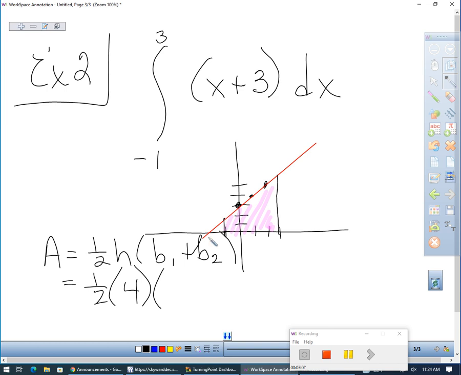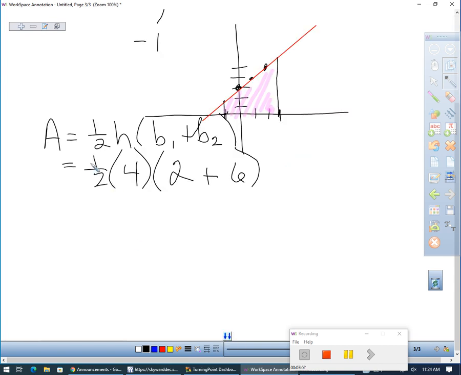Base 1 is the distance from here to our line. Now the easiest way to do that is to evaluate it. If I take -1 and plug it into my function, -1 plus 3 is 2. Same thing here. If I take my 3 and plug it into my function, 3 plus 3 is 6. So I have 1/2 times 4 times 8, or 16. That's it. You just evaluated your second integral.